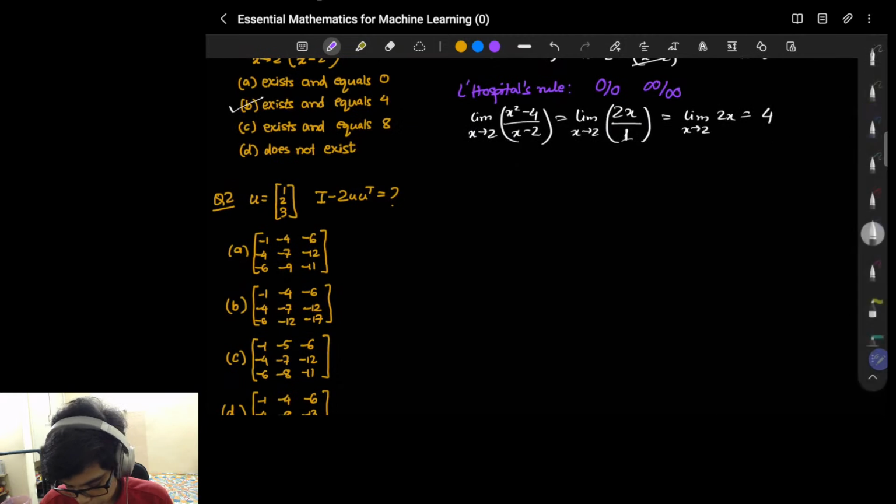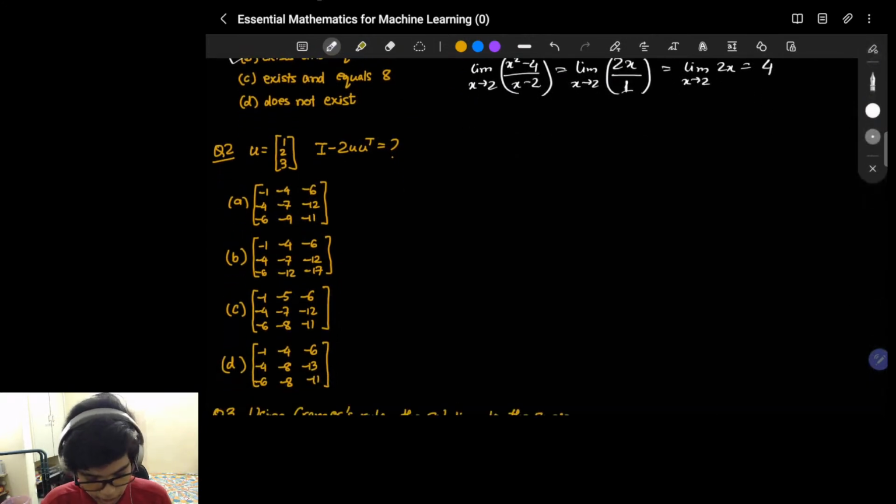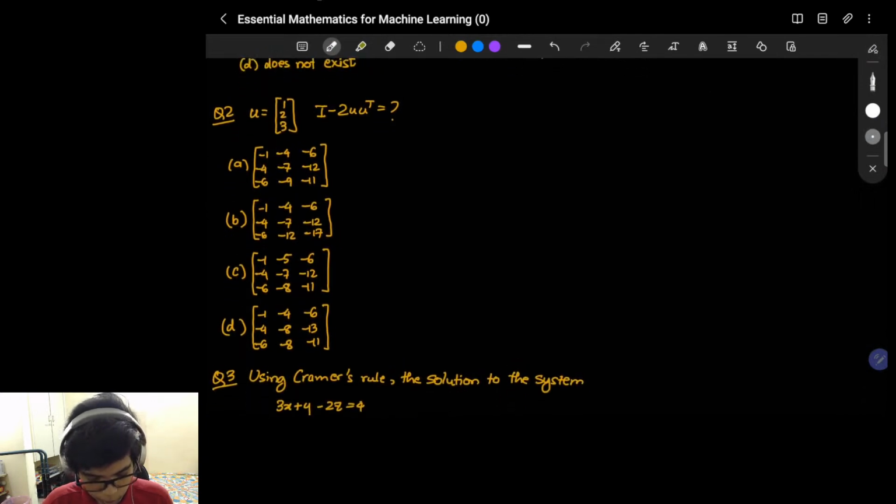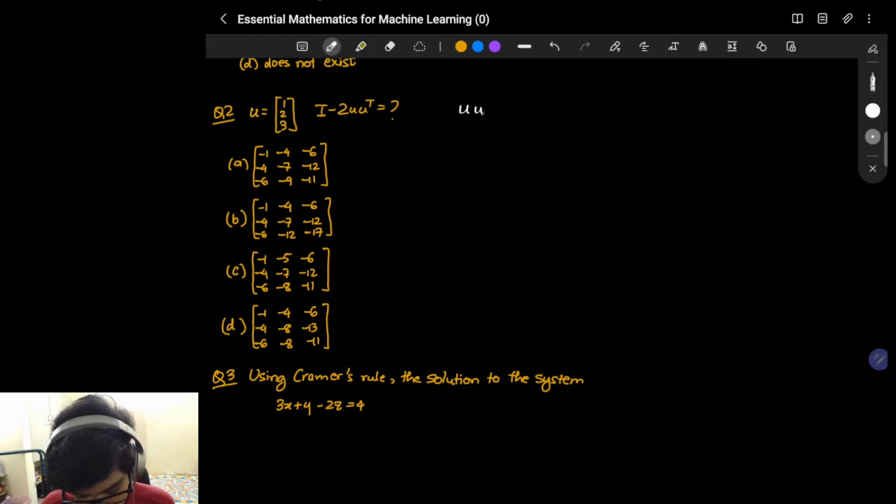Now we will move to the next question. This is a question on matrices. This is question number 2. We are given a column vector U and we want to find out this particular matrix, which is identity minus 2 times U into U transpose. So let us first find out U times U transpose. So this is as follows. This is U transpose.